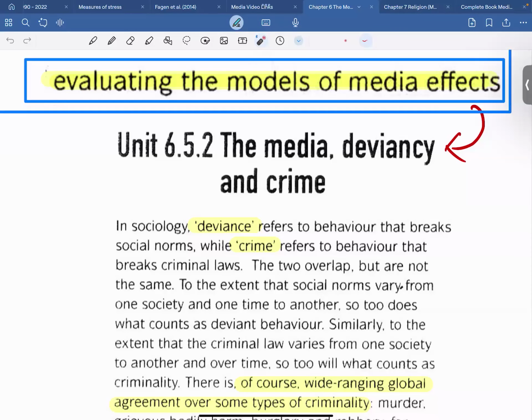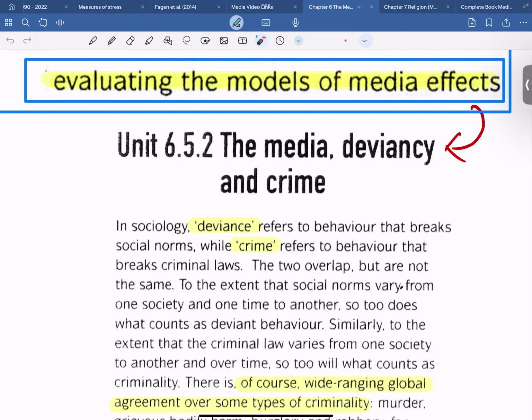The topic we will be discussing today is media deviancy and crime. While we discuss this topic, we're actually evaluating the models of media effect. In the previous lesson, we spoke about media effect, and we spoke about five different models that helped us understand how different schools of thought, how different sociologists, see the media as affecting an individual's behavior.